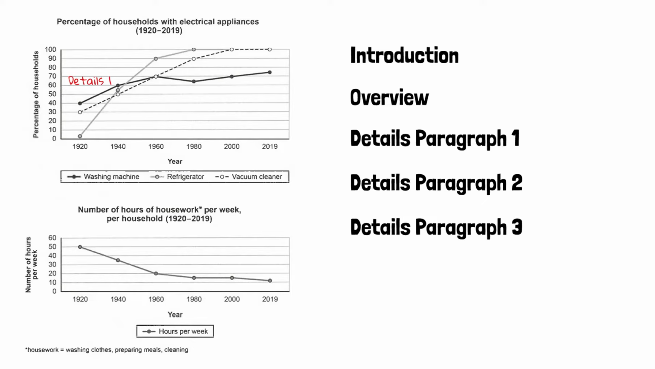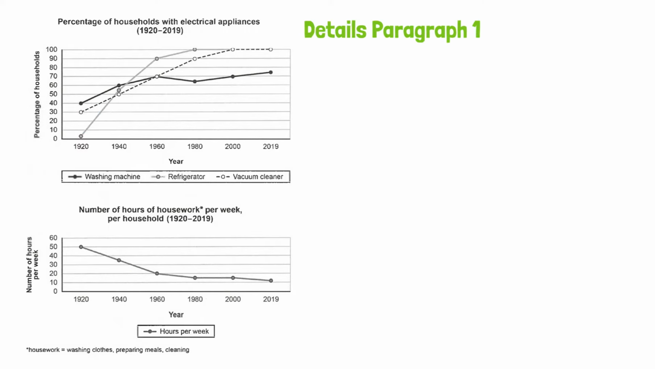In details paragraph 1, I will describe these 2 lines. And in details paragraph 2, I will describe this one. It had the lowest number at the beginning, but then showed the greatest increase. So I think it deserves a separate paragraph. And of course, details paragraph 3 will be about the second line graph. Let's start with details paragraph 1.